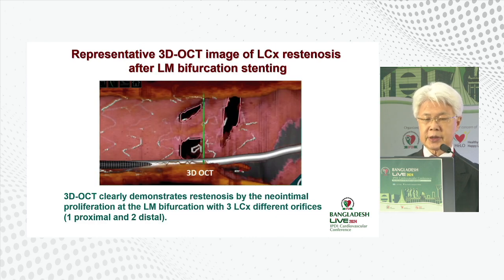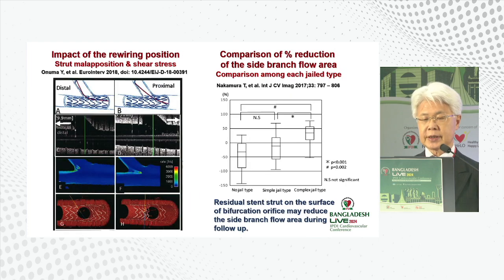This is one representative case of a 3D OCT image of LCX stenosis after left main bifurcation crossover stenting. 3D OCT clearly demonstrates a stenosis by neo-intimal proliferation at the left main bifurcation with 3 different LCX orifices, as shown in this slide. Why? Because if you succeed in selecting the distal cell, you may have no metal carina. However, if you select the proximal cell, you have the metal carina, and here the shear stress might be lower, and restenosis may happen with stent thrombosis.